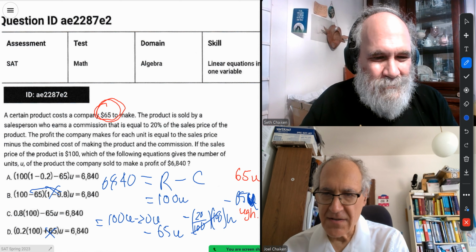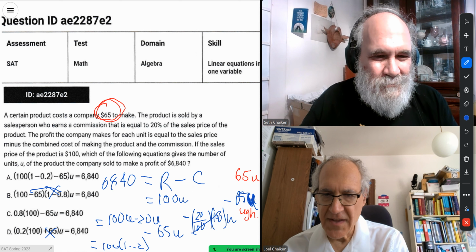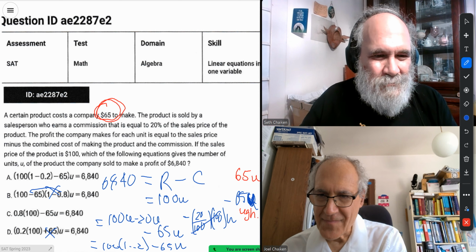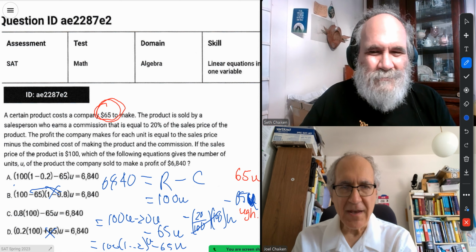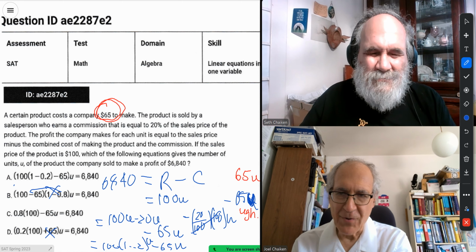Because A is 100 minus 0.2 and then separately minus 65U. Yeah, right. So that would be it. It would be A. They're playing with you a little bit with all the parentheses.